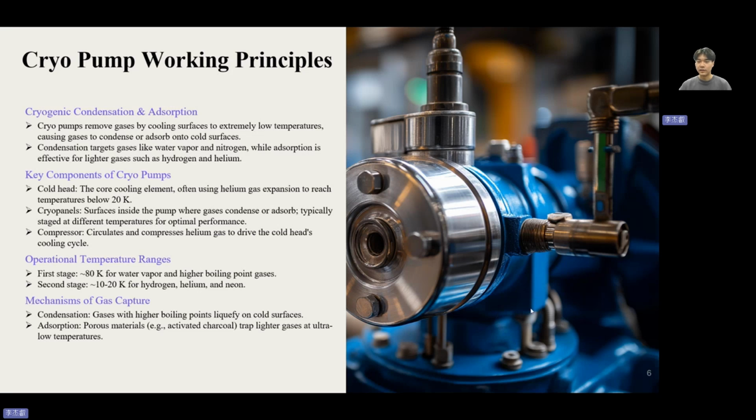The cryo pump has three key parts. The first is the cold head. This is a cooling source, and it usually uses helium gas in a refrigeration cycle to reach very low temperatures, often below 20 Kelvin. The second part is the cryo panels, which are the surfaces where gases are trapped. Different panels work at different temperatures, so they can capture different types of gas. The third part is the compressor, which circulates and compresses helium gas to drive the cooling system.